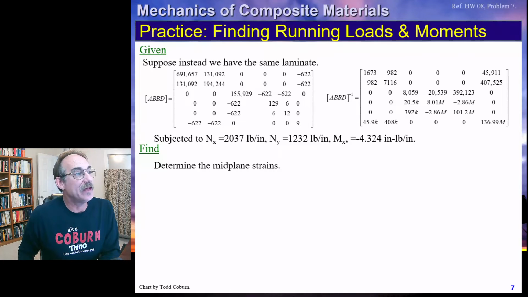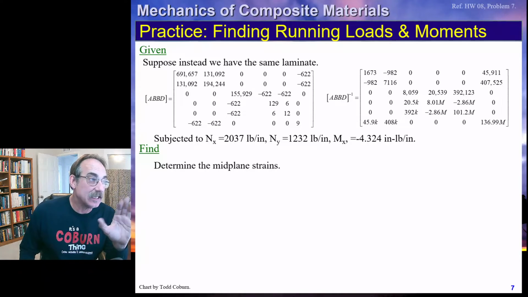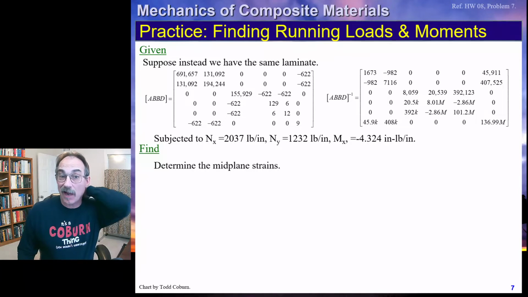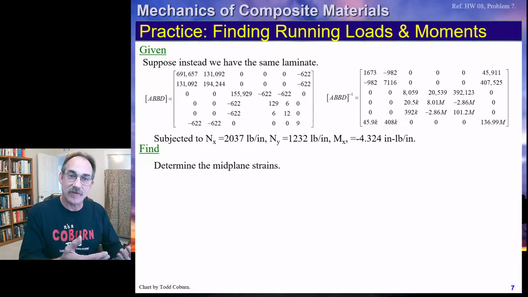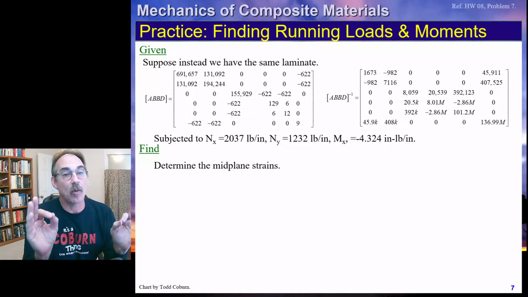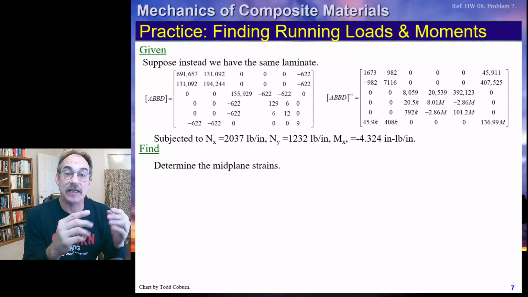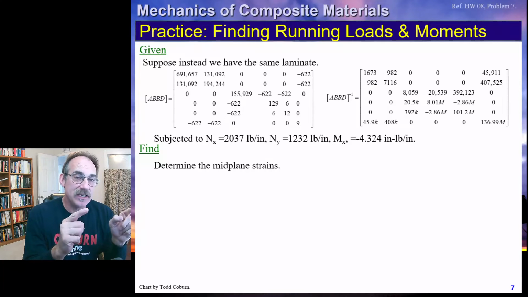Now, let's think about this. Now we have our ABBD matrix, and I'm showing the inverse of that matrix, and your calculator can perform that quite nicely. Let's say that instead of what we had last slide, we're instead given the running loads and moments in body coordinates on the laminate. That's more common. We're often going to be calculating or being given the loads, and we're going to need to find out what are the stresses in the lamina. Before we can get stresses in the lamina, we need to calculate the strains at the midplane of the laminate. So we can use these in our equation.